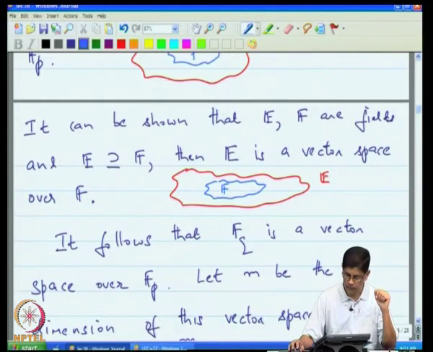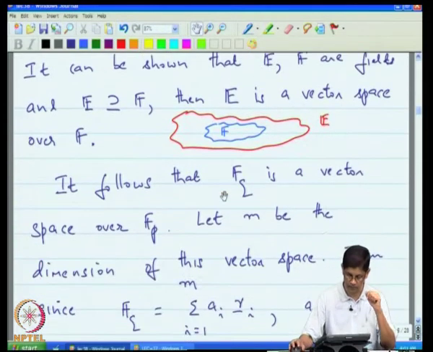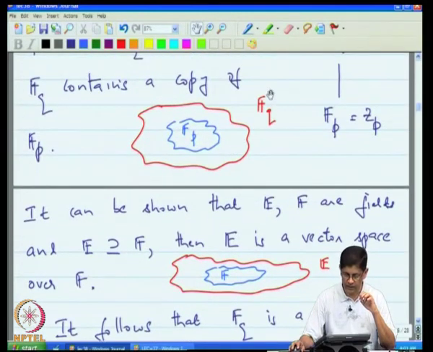So, the larger field will be a vector space over the smaller field, which means you can think of the elements in the bigger field as if they were vectors over the smaller field. Now, in particular, in our situation here, the finite field of Q elements is a vector space over the finite field of P elements.